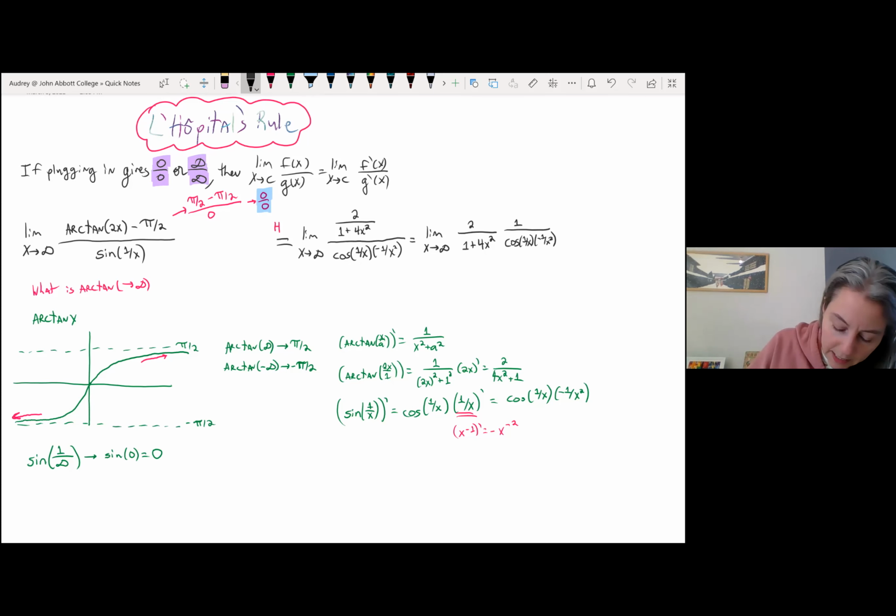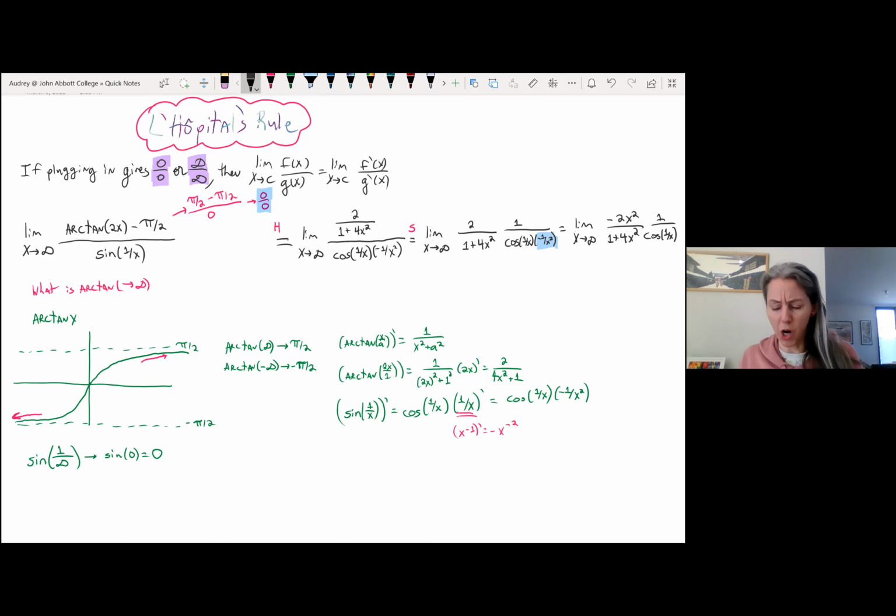And so then I can see, so here we're simplifying, so I'm going to write that. So I can see here that this is actually equal to the limit as x approaches infinity. This negative 1 over x squared right there, I can actually bring it up to the numerator. It's the denominator of my denominator. So this becomes negative 2x squared over 1 plus 4x squared times 1 over cosine of 1 over x.